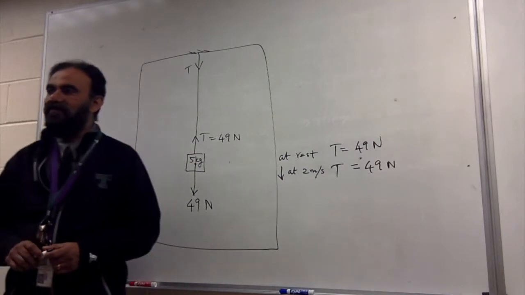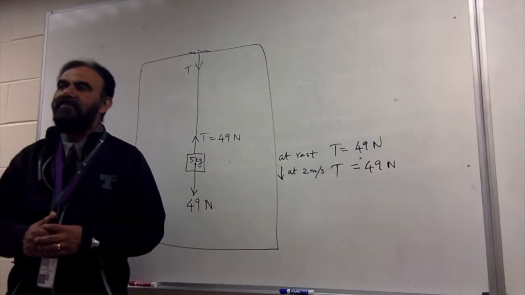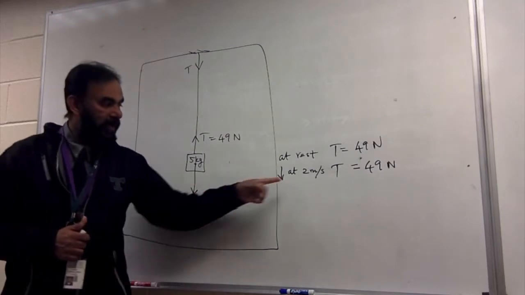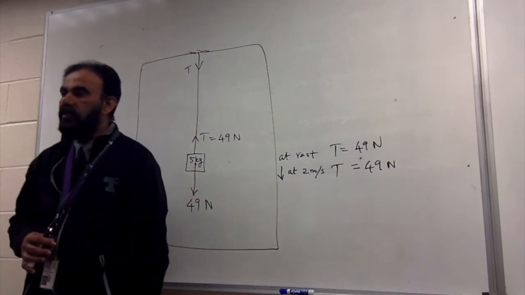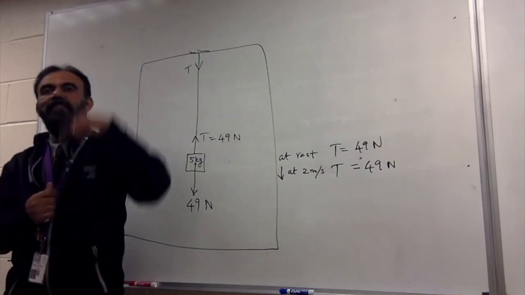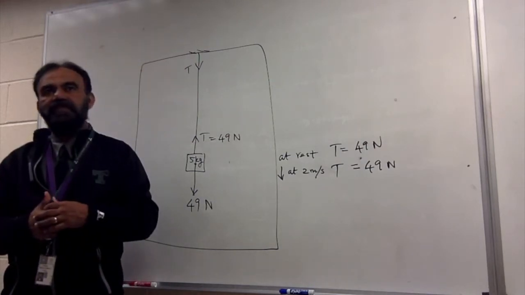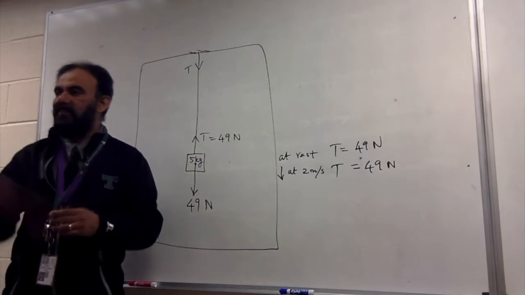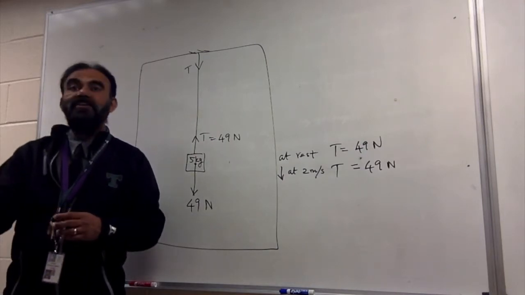No. Yes, Michael. The object is still at rest. No, it's moving at 2 meters per second. This block is moving down at 2 meters per second. How is it different? It's the same mass. That doesn't make it different. It has a constant velocity.